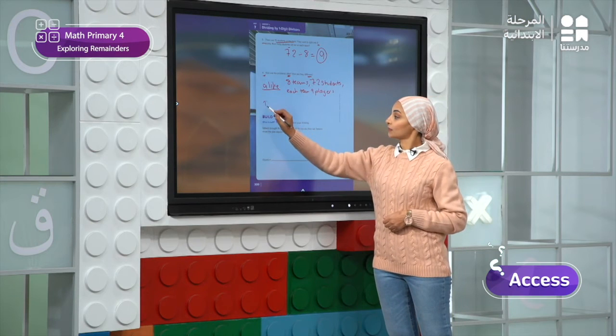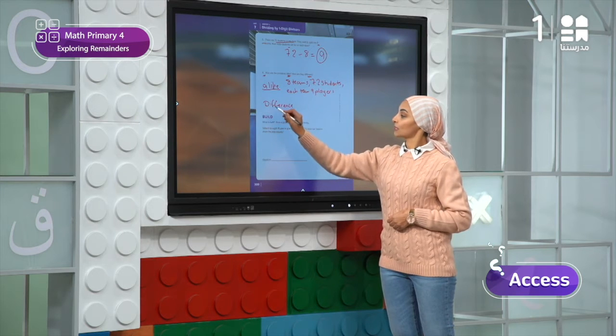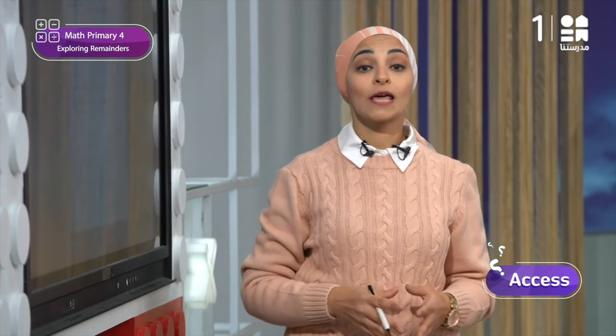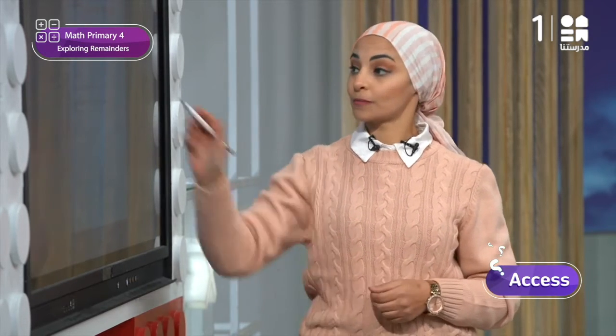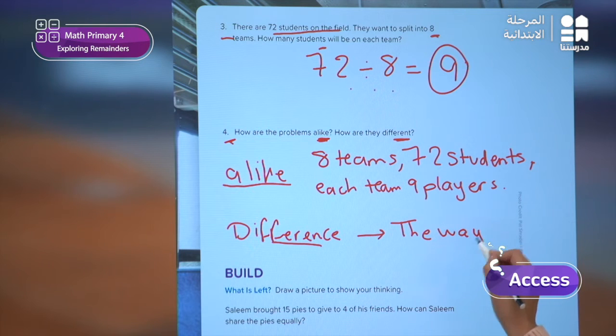طب تعالوا نشوف إيه الاختلاف بقى أو إيه ال difference between the 3 problems. The difference. What do you notice? The difference is what? Yes, the difference الوحيد between the 3 problems is the way of solving the problems. يبقى ال difference the way of solving. الحاجة الوحيدة مختلفة إن هو حلهم بطرق مختلفة.